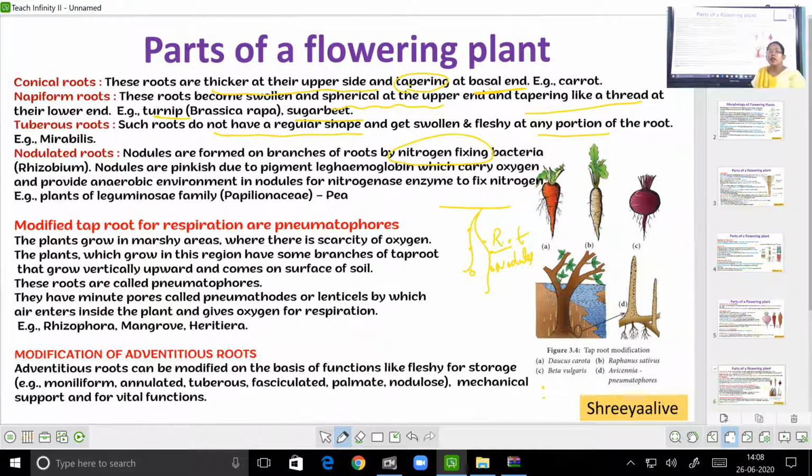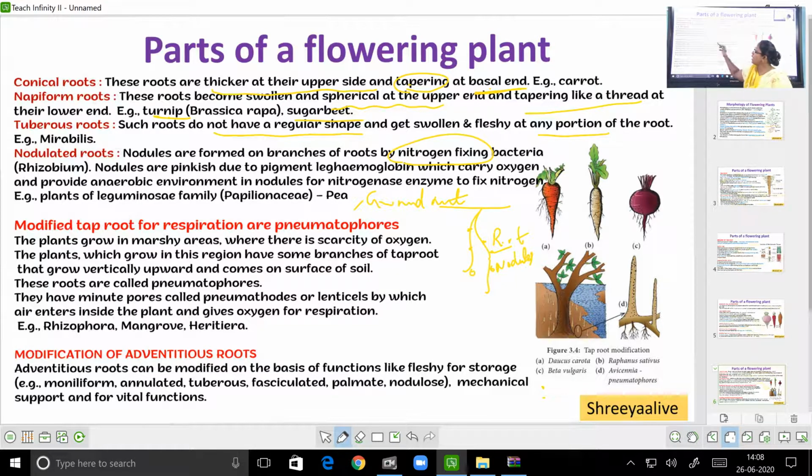Examples are plants of the leguminous family, Papilionaceae, for example pea, or you can even give groundnut, Arachis hypogaea, the botanical and scientific name. These are called nodulated roots because they show the presence of nodule-like structures, which contain rhizobium, on the surface of the root. Hence, these are called nodulated roots. These are the roots modified for the purpose of storage.